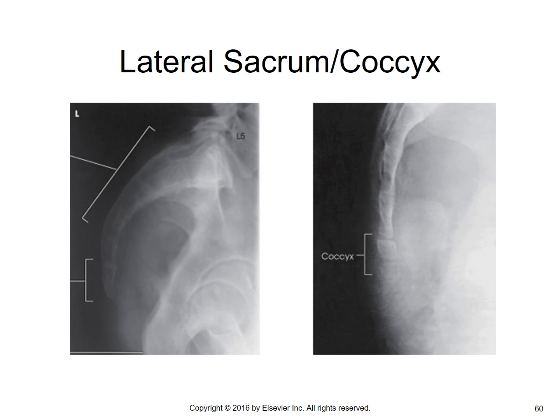Here a lateral sacrum on the left and the coccyx on the right. You can see these bones are very, very small. They're very thin, so you need to make sure that you can absorb as much scatter as you can to make the image more contrasting.